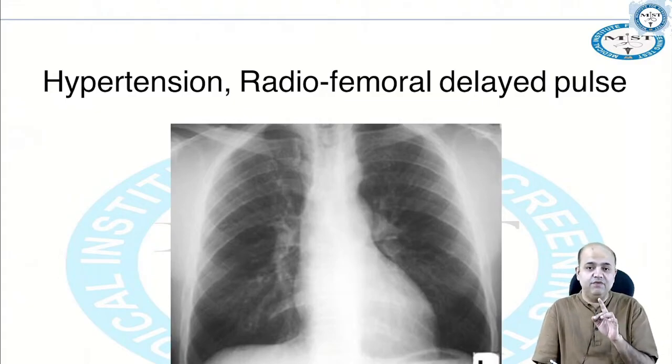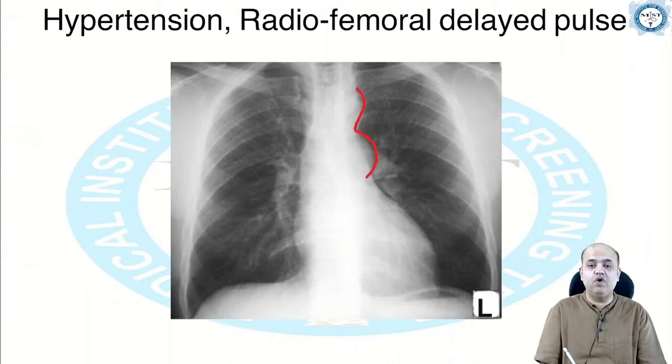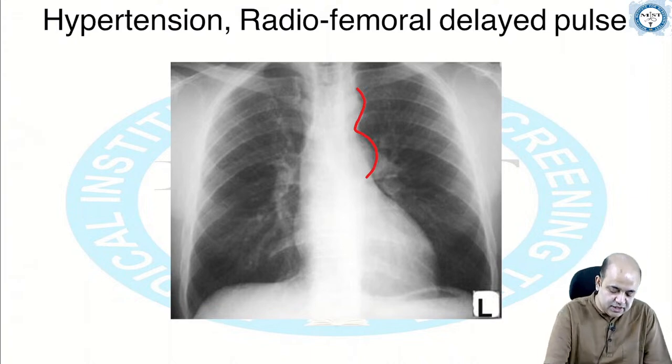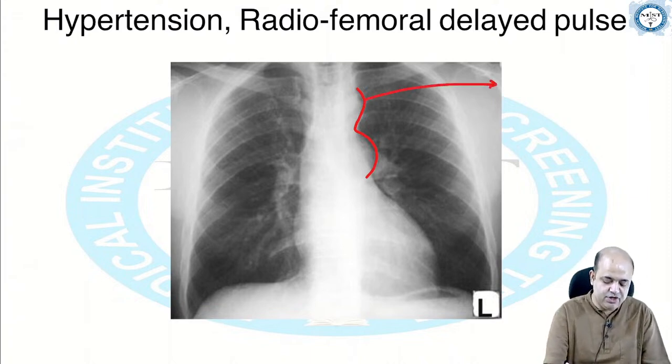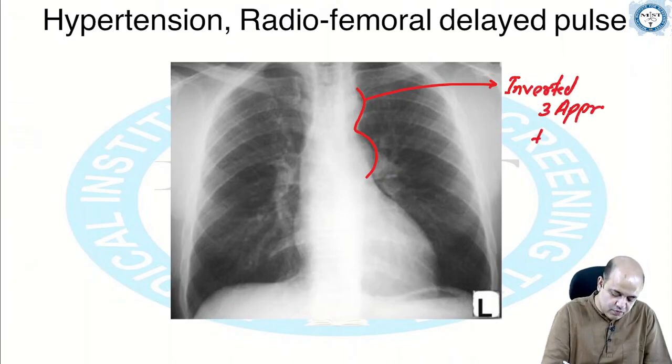Hypertensive patient with a radiofemoral delayed pulse. And what do we see in this chest X-ray? We see there is a hump on the aorta, isn't it? Hump on the aortic arch. This is an inverted 3 appearance.